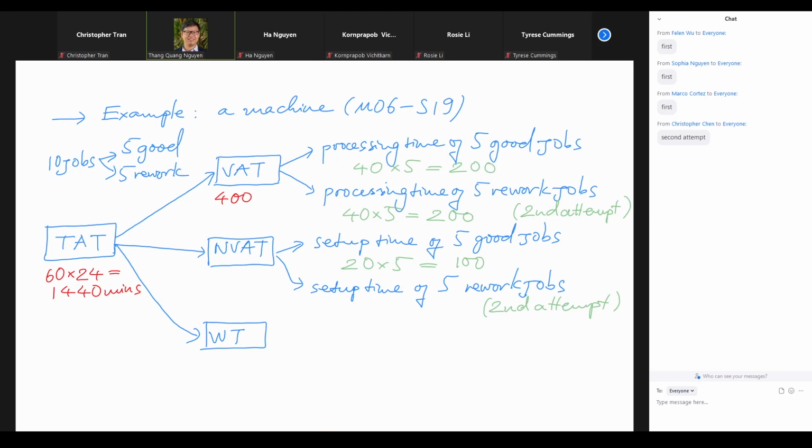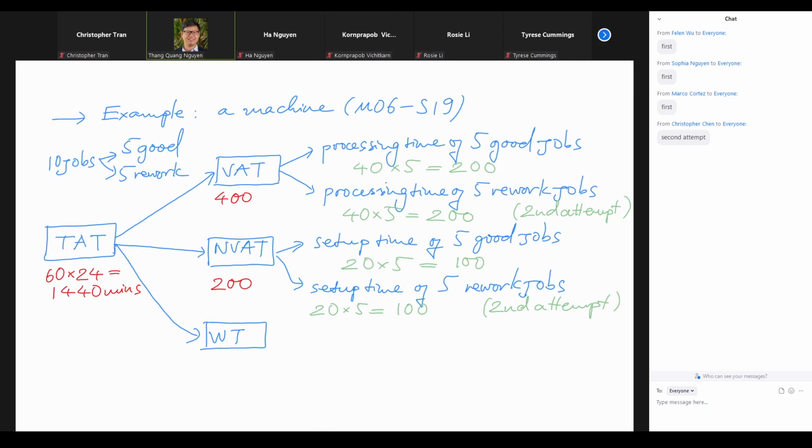Right. So we know that it takes 20 minutes per job. We have 5 jobs. So we multiply them, we have 100 minutes. So the non-value added time here, if you just add 100 with another 100, then we have 200. Right. The calculation itself is not that difficult. It's just basic calculation. But the concepts here are the trickier things.